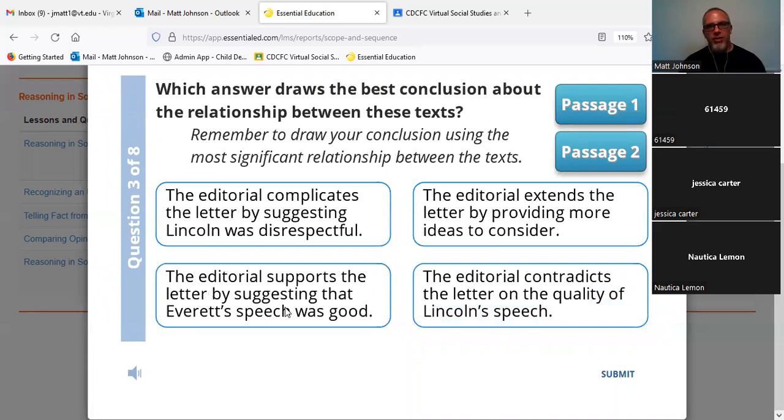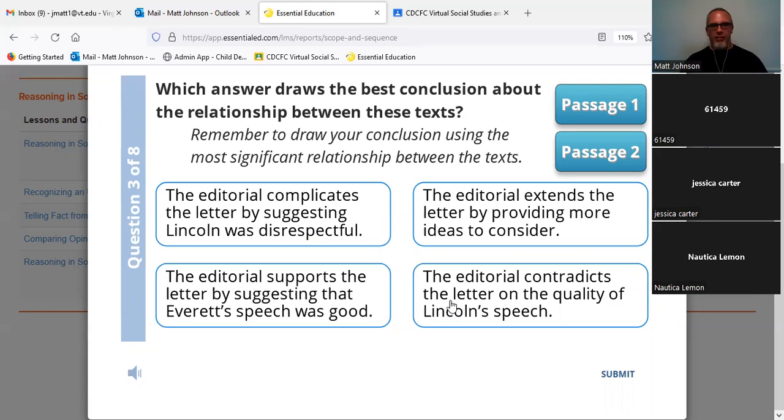So which answer draws the best conclusion now? Comparing the two, if we're going to conclude the relationship between these texts, what is significant about it? The editorial contradicts the letter on the quality of Lincoln's speech. The editorial is opposed, right? They have two different viewpoints. It's contradicting the letter, which is saying, oh yeah, it was great, great job, we all loved it, while the editorial is saying, no, it was horrible, you've disgraced us, and so on.